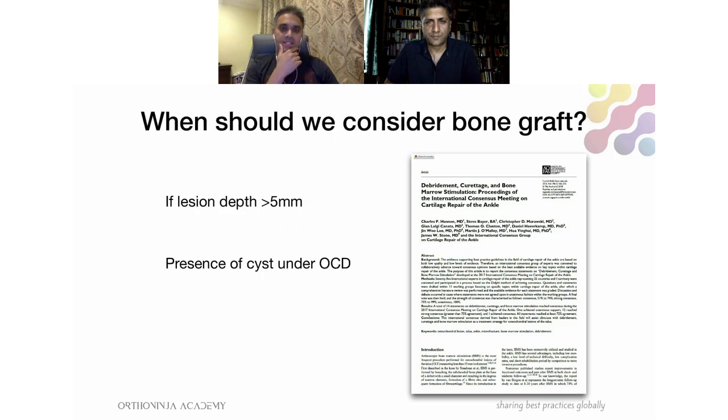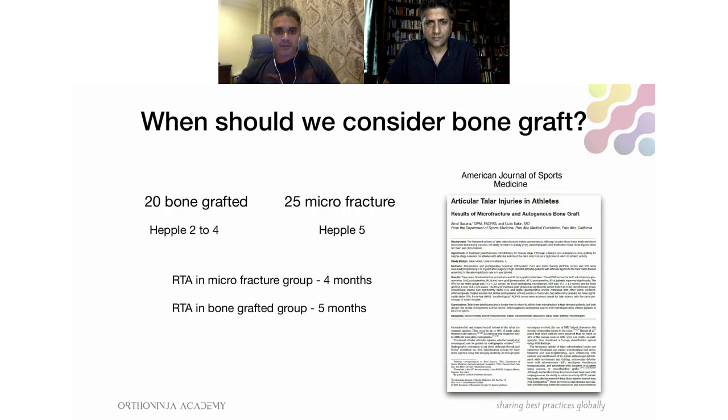And we discussed this. We consider bone grafting if your lesion is more than 5 millimeters in depth, or there is an osteochondral cyst under the OCD. Here is a paper by Saxena et al., which looked at whether we should actually be considering bone graft. Are we going into a bit of an overkill here with bone grafting?